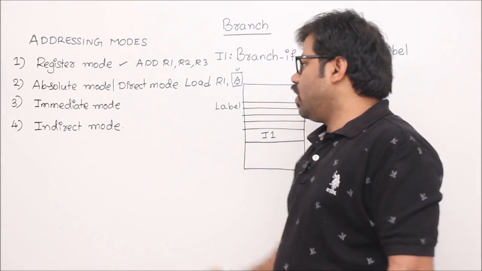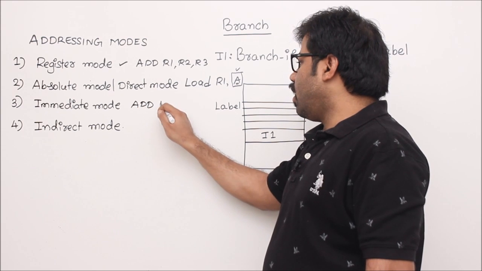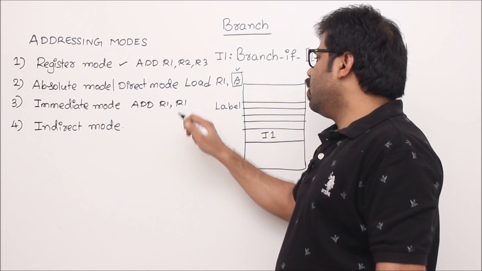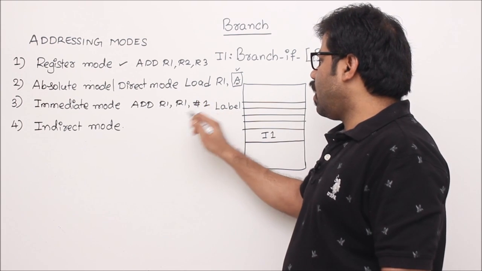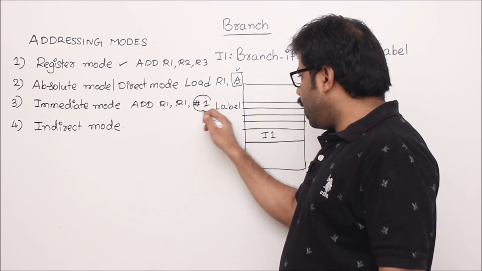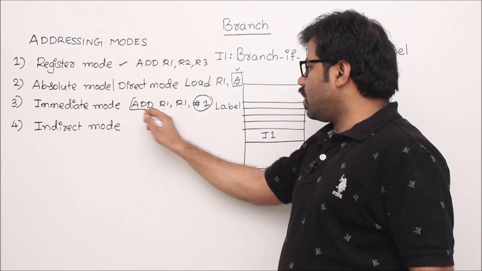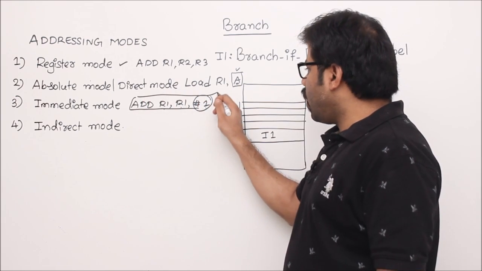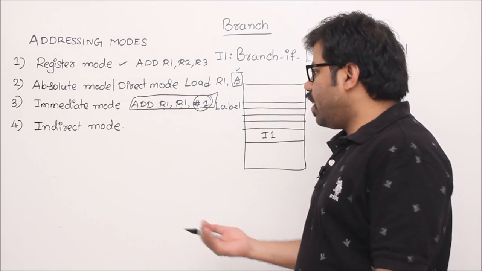Next, immediate mode. In immediate mode, the example was like adding R1, let's say plus #1. Here R1 is R1 plus 1. If you see the operand, we have the operand directly in the instruction itself. In the instruction itself you have an operand. That's why such kind of addressing mode is called immediate mode.